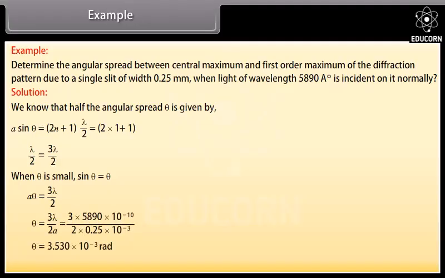On putting the values, we get the value of theta equal to 3.530 multiplied by 10 raised to the power minus 3. Hence, the total angular spread is equal to 3.530 multiplied by 10 raised to the power minus 3 radians.